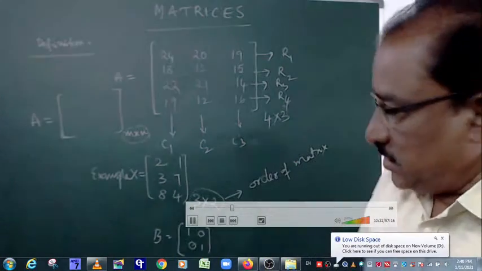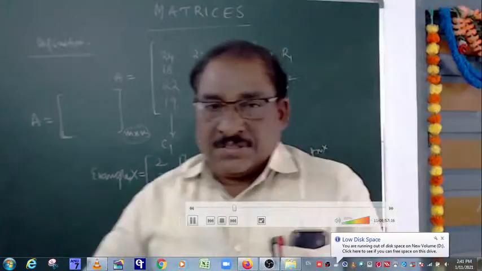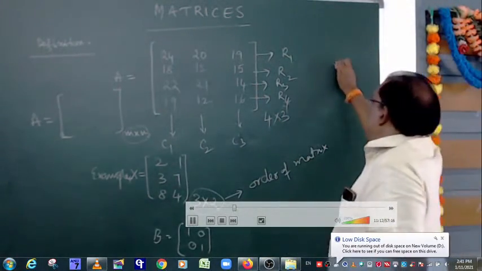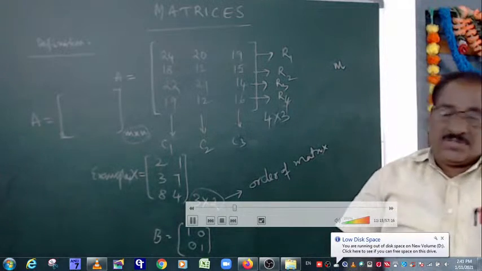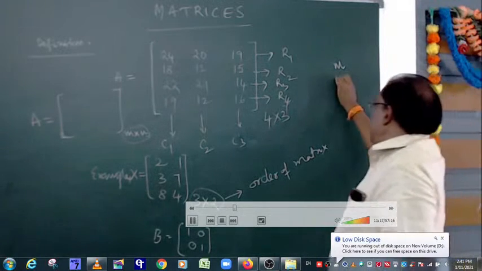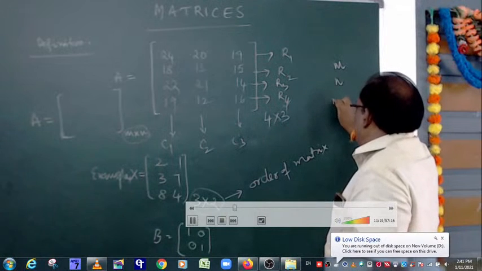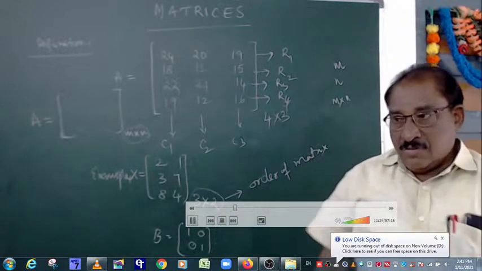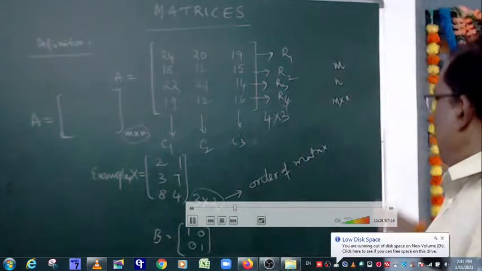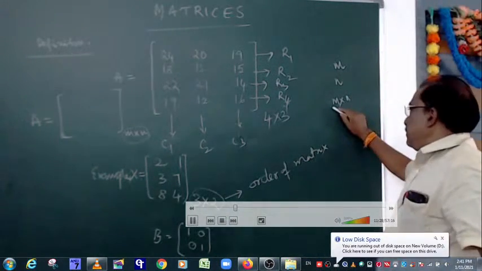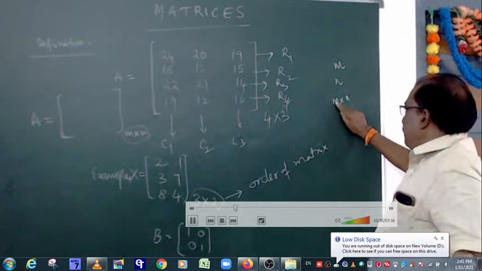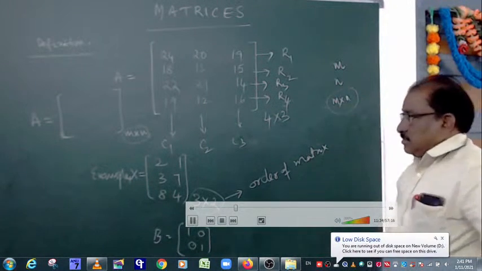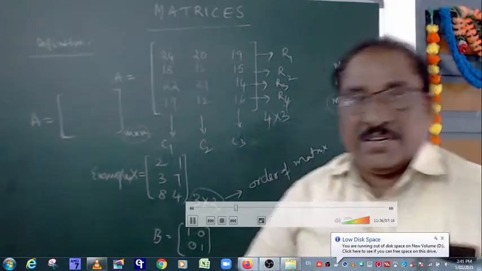The order of the matrix: the number of rows is equal to m and the number of columns is equal to n. Then the order of the matrix is m by n. We call it m by n, but in writing we say m into n. This is the order of the matrix. Write down the definition of the order of the matrix.